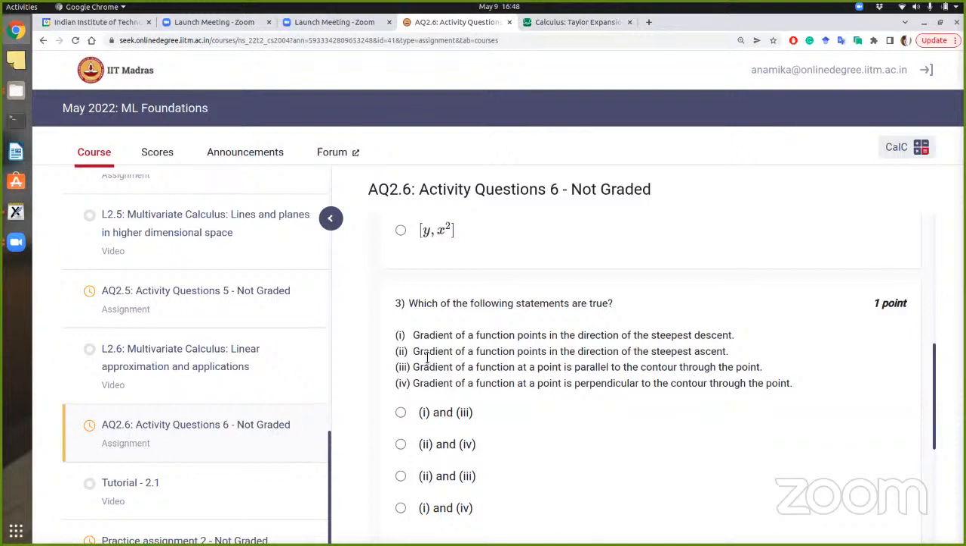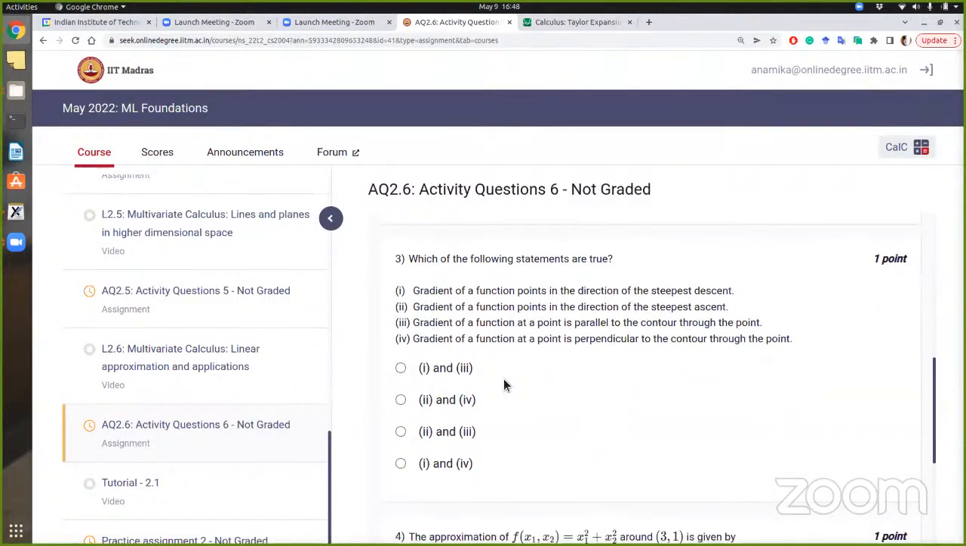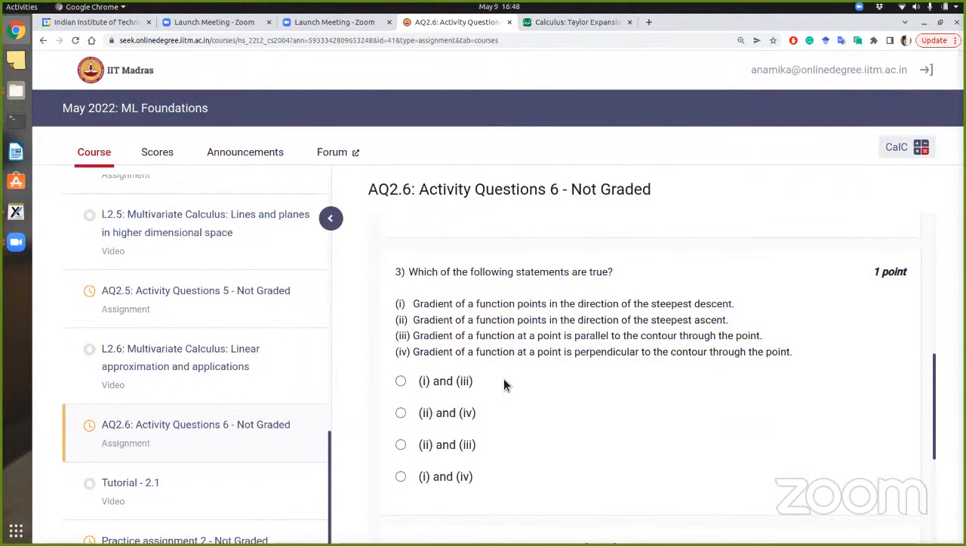And what would the rest? The third option: gradient of a function at a point is parallel to the contour through the point, or gradient of a function at a point is perpendicular to the contour through the point. So, perpendicular. So you tell me. Gradient of a function at a point is always perpendicular to the contour. So second and fourth will be correct options. Okay, any doubt here? Is this clear?